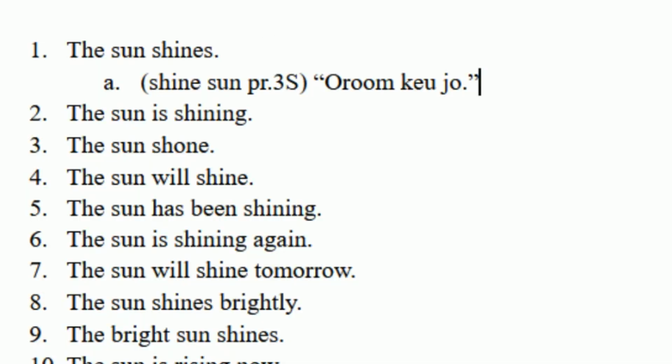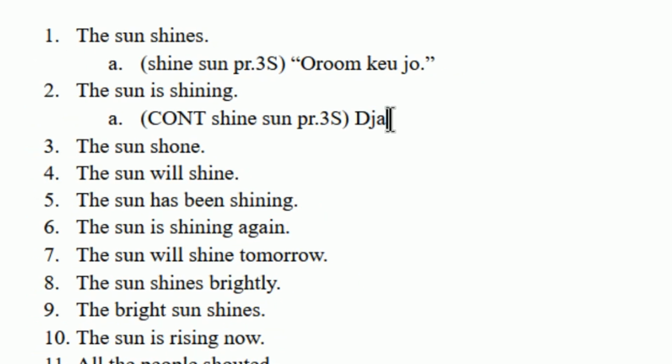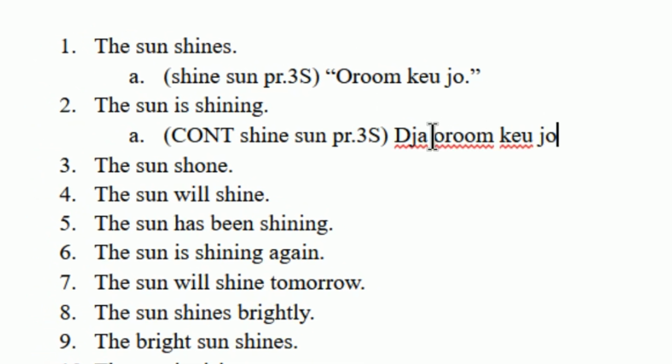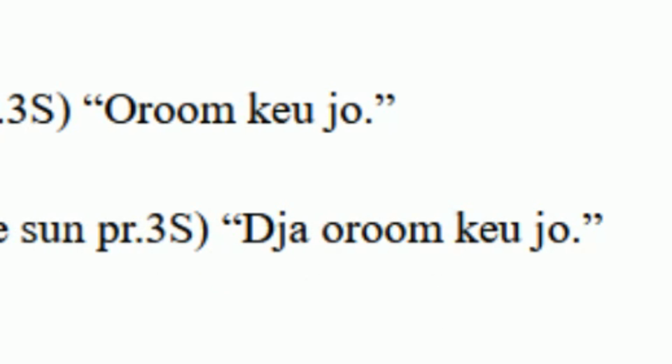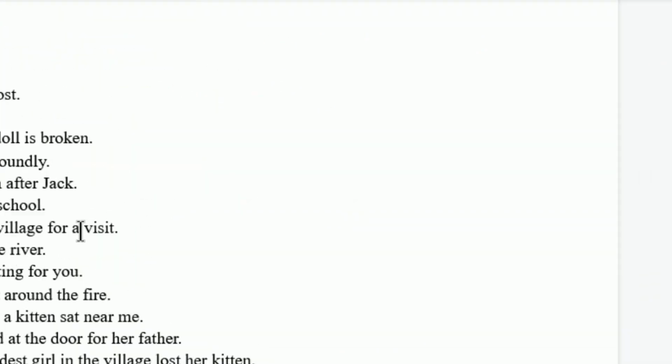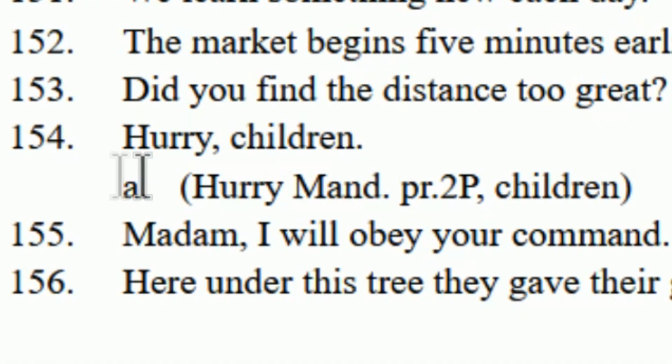Shine, sun, present third singular. Oron keo yo. The sun is shining. Jaorom keo yo. And then you kind of just keep on going from here. 218 times. Hurry, children. Hurry. Mandative, present second plural, children, etc.